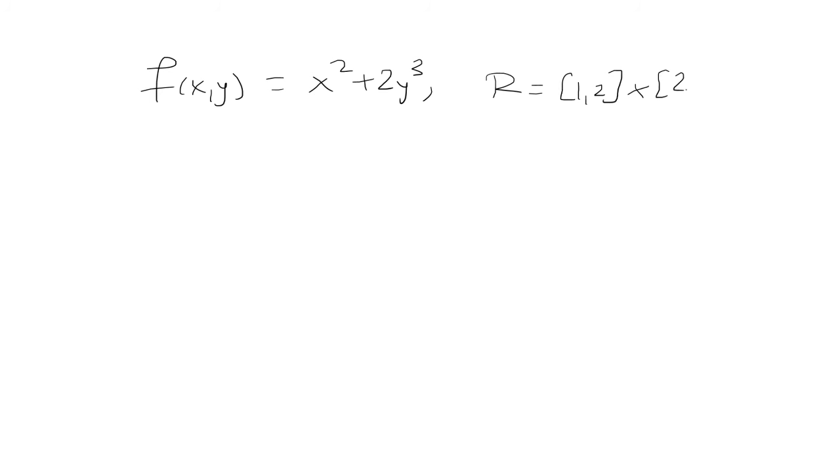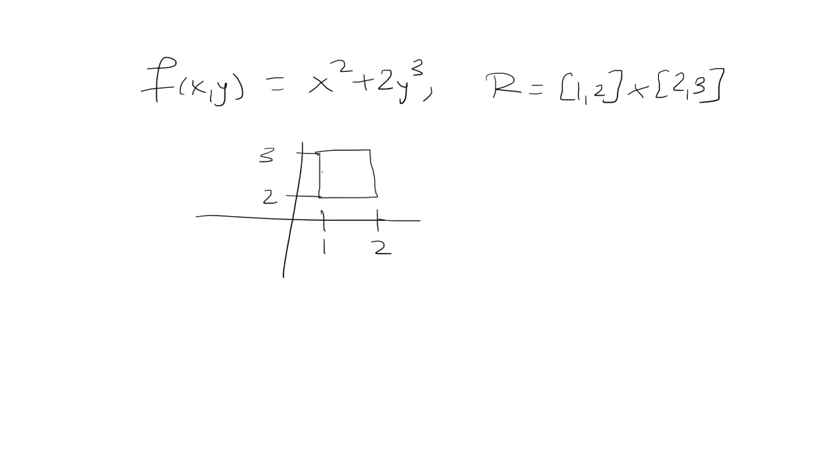Okay, last question. We want to find the average value of the function over the given rectangle. The function is f of xy equals x squared plus 2y cubed. The region is 1, 2 across 2, 3. So this is just a rectangle where the x values are from 1 to 2, y values 2 to 3. So really it's a square. It's a 1 by 1 square.